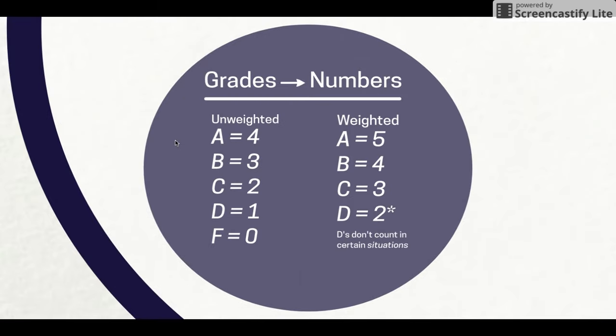So the first step is to convert the grades into numbers. In a 4-point scale, in an unweighted situation, an A would equal 4 points, B 3, C 2, and a D 1. When you're weighing grades, the A would have the extra point and become a 5, a B 4, a C 3, and a D 2. But beware, Ds don't count in certain situations, like in the UC-CSU calculations.